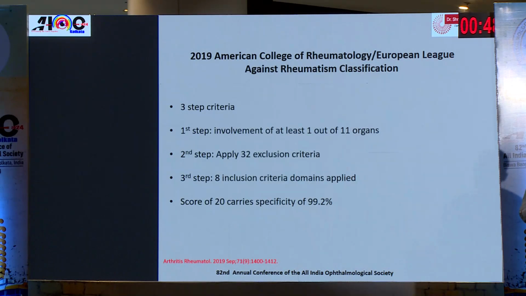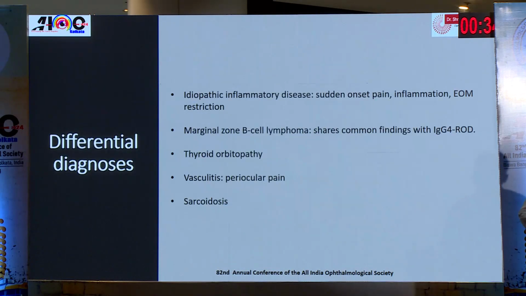So it's a very cumbersome classification and not usually followed, but a total score of 20 in this classification can carry a specificity of more than 99% in diagnosing IgG4. So important differential diagnoses should be kept in mind whenever dealing with IgG4 disease.